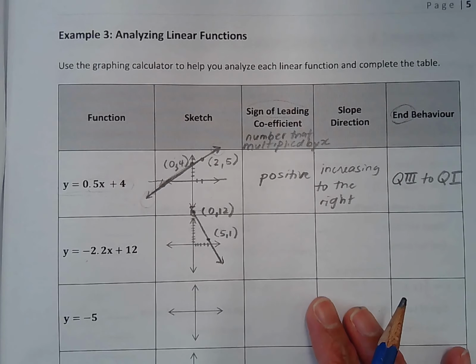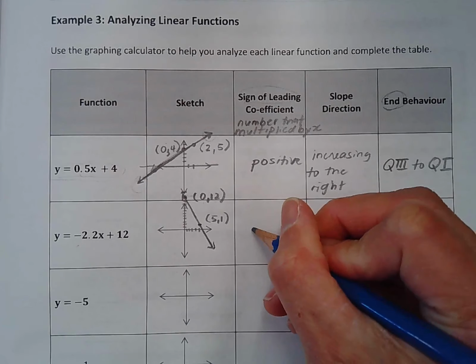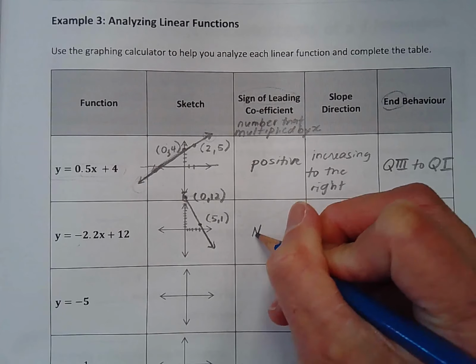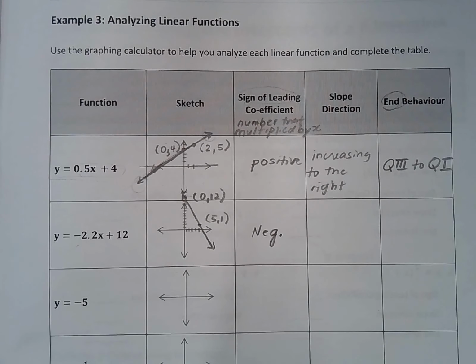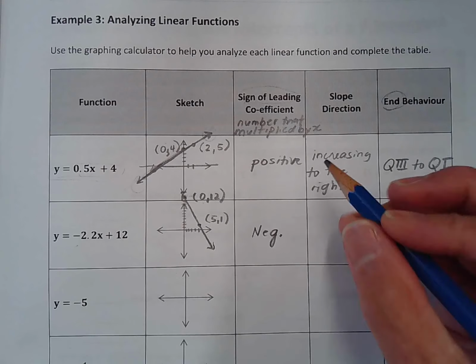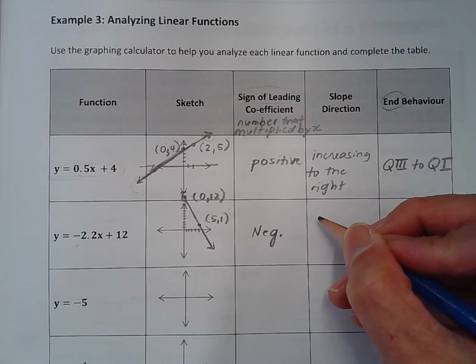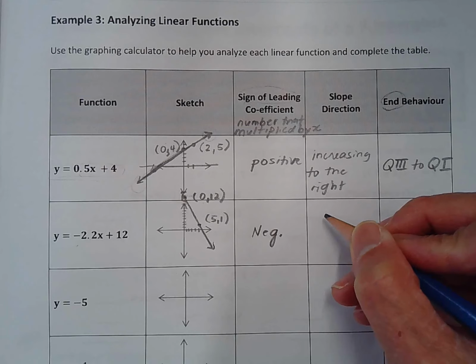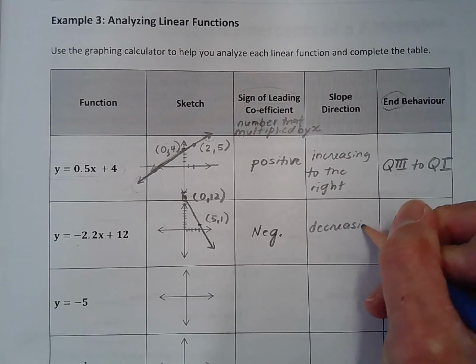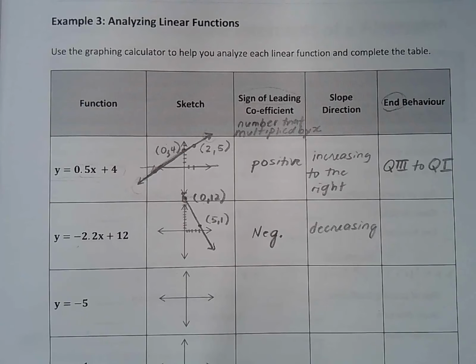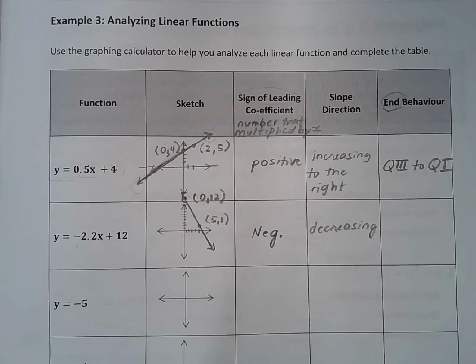What is the sign of the leading coefficient? It's going to be negative. I'll just put NEG, so I don't have to type in the word negative. Slope direction. Down. So, decreasing. Some people say down, decreasing. That's okay. I would accept that. We can say decreasing to the right, or just decreasing. That's okay.